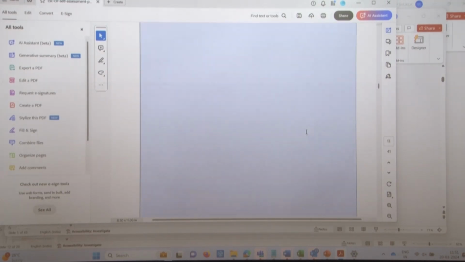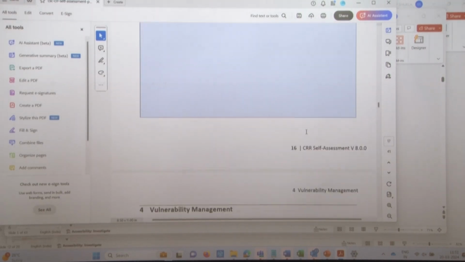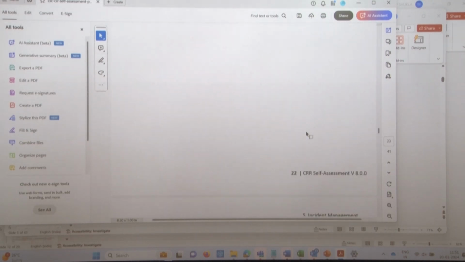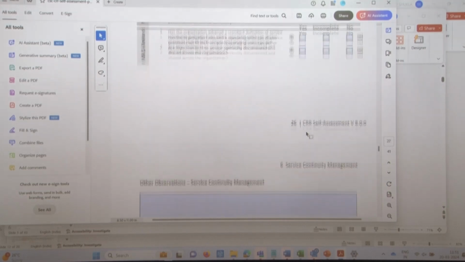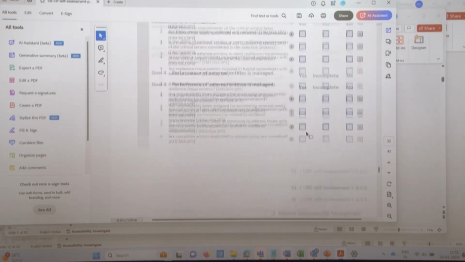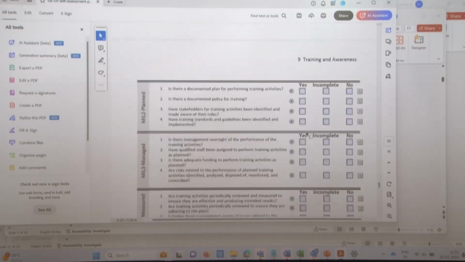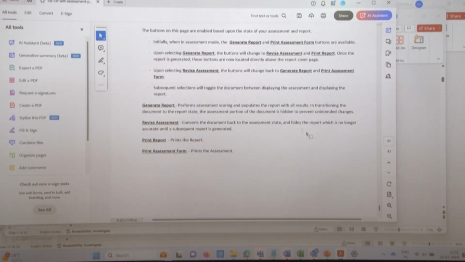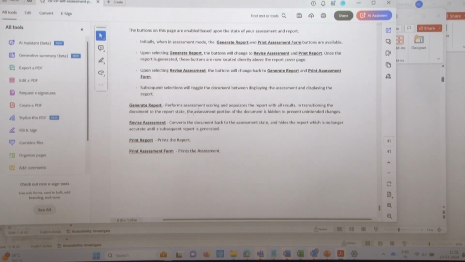Whoever has to do this will be answering 299 questions. See here, they have JavaScript programs, so you can print the report, you can print the assessment form and so on. This is all automated.